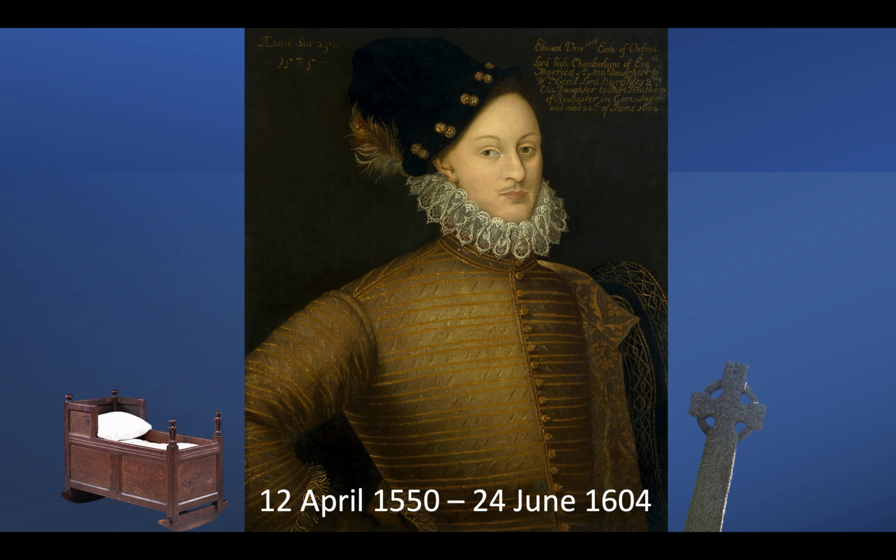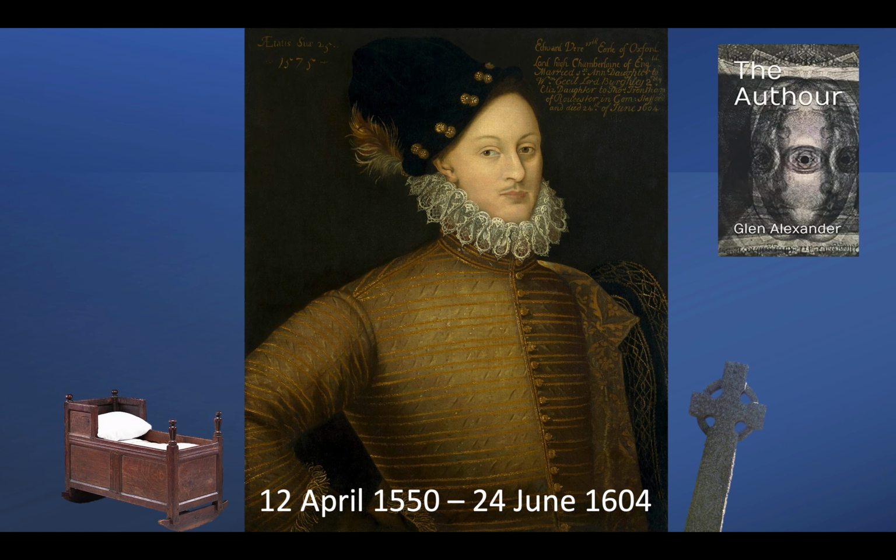So here's the man himself. This is Edward de Vere, and here's his life dates. The 12th of April, 1550, to the 24th of June, 1604. Now, I did some light analysis of this in a hastily written book, The Author. But today, what I'm going to do is delve into these dates and also try to let the man himself explain to you what he's doing with his dates.